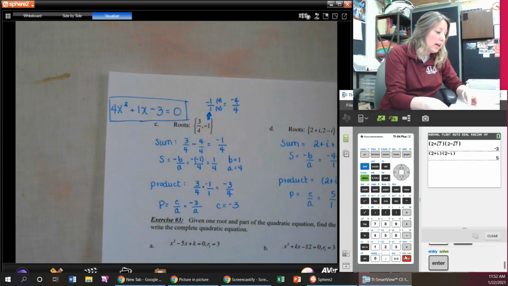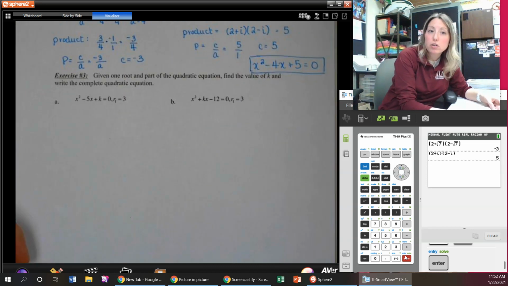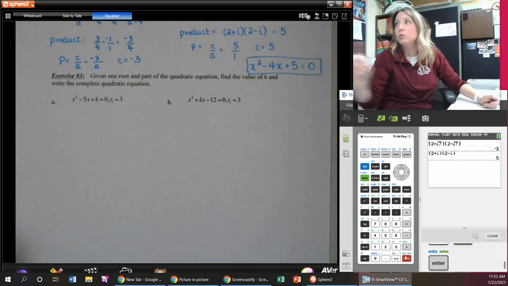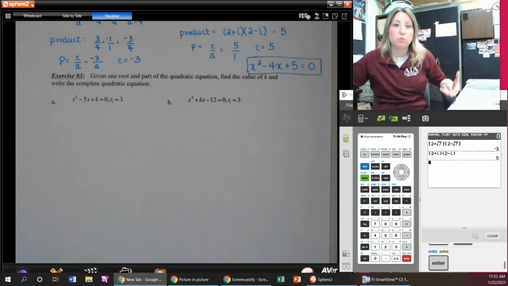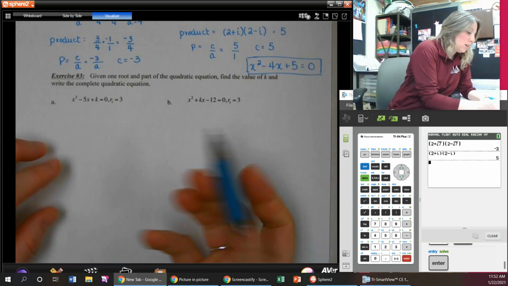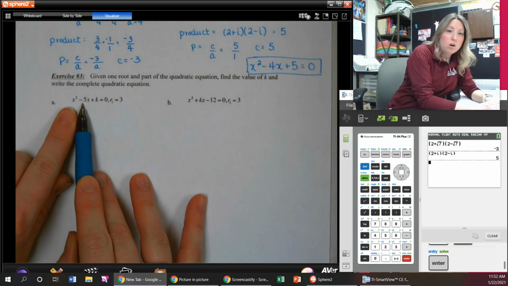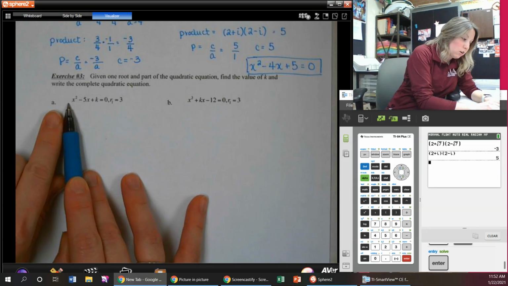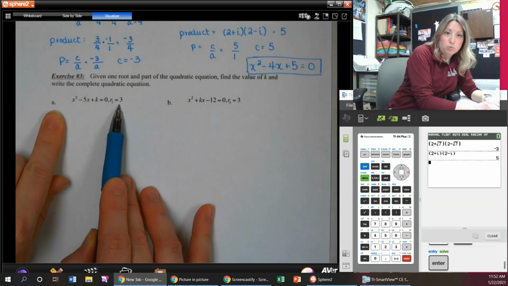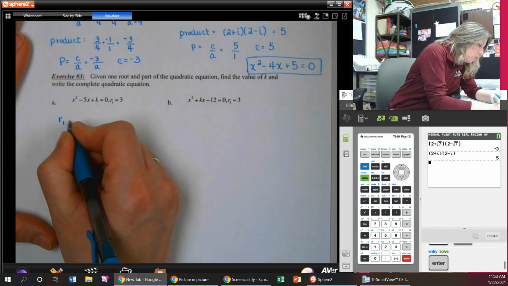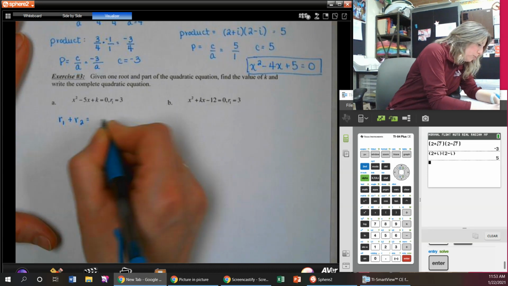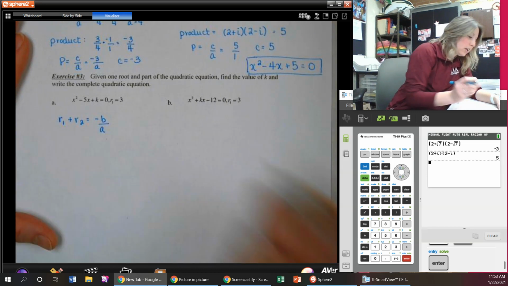Okay? Lastly, if I know parts of the equation and one of the roots, I can also find the rest of the equation, the rest of the roots. So that's what I'm going to do here. In this case, I know what the B term is and the A term. And I also know one of my roots, right? So that means I can go backwards to find the other root using the sum rule. I'm going to write out the whole sum rule this time because I know one root and not both roots. And the sum is equal to negative b over a.